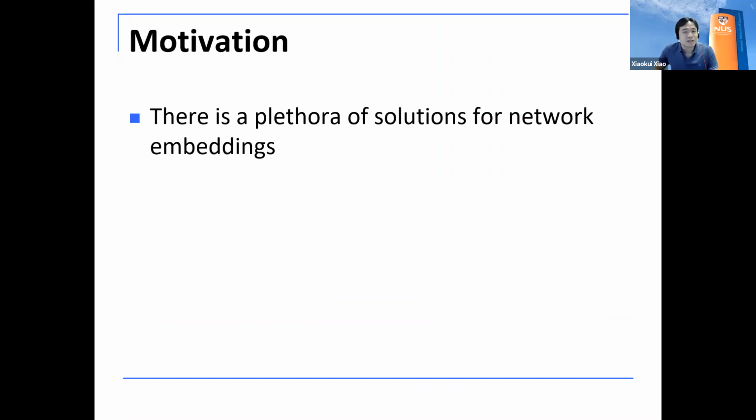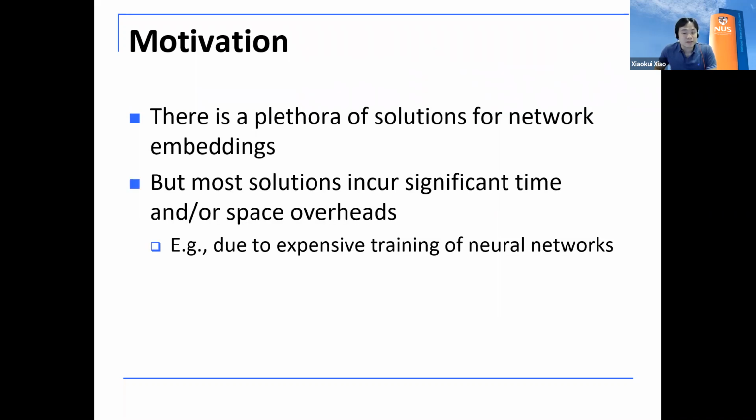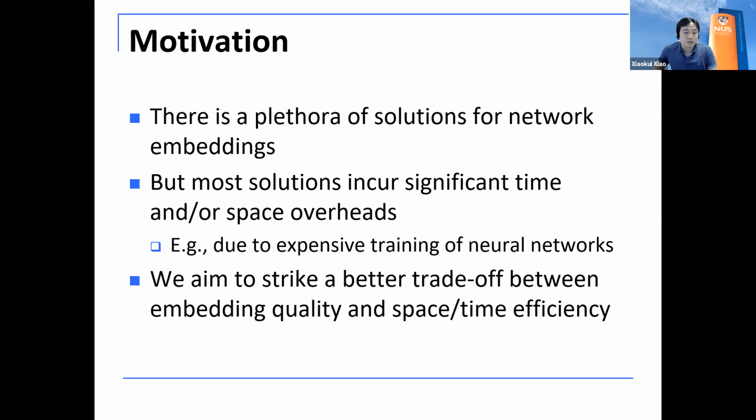So there has been a huge number of solutions for deriving network embeddings from graphs. But one thing that we observed is that most of the solutions for network embedding would incur significant time or space overhead. And in many cases, this is due to some expensive training of neural networks. So this motivated us to conduct a study on efficient methods for network embedding so as to strike a better balance between the quality of the embedding and the space and time overhead.